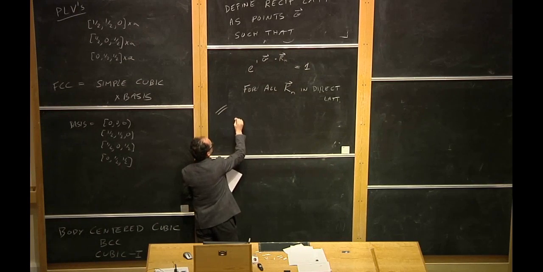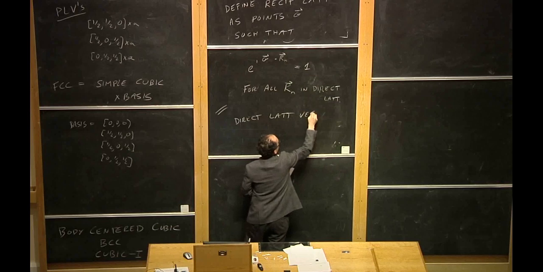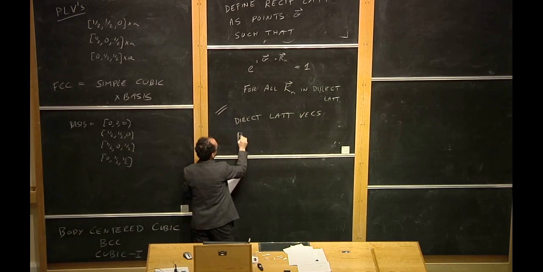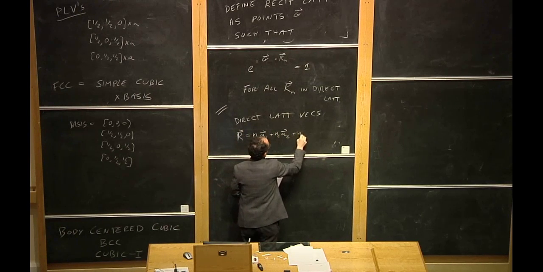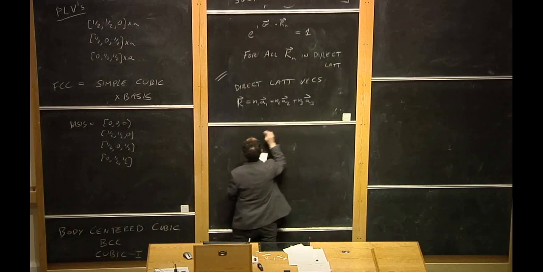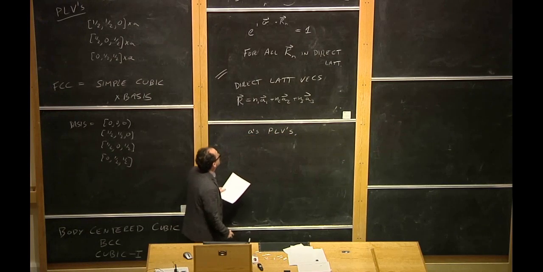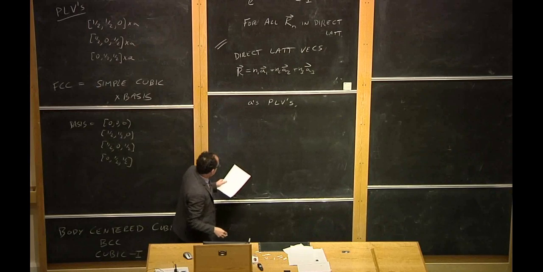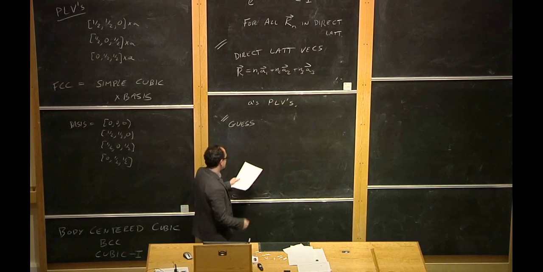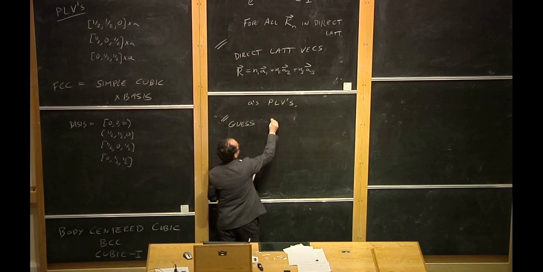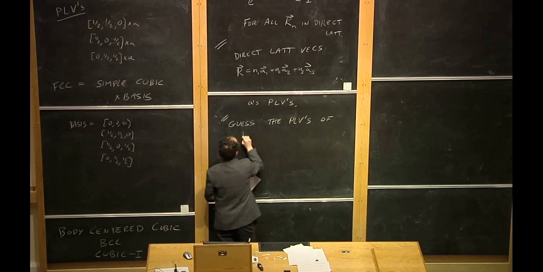and see if we can make it convincing that it's true. So first of all, we'll take the direct lattice vectors. We have to define the direct lattice vectors. We'll write them in terms of the primitive lattice vectors. So R equals n1 a1 plus n2 a2 plus n3 a3, where the a's are the primitive lattice vectors, PLVs. Okay, so we've defined the direct lattice now. And then I'm going to make a guess. It's a very good guess, it's a correct guess, and we're going to have to prove it in a moment. Guess the PLVs of the reciprocal lattice.